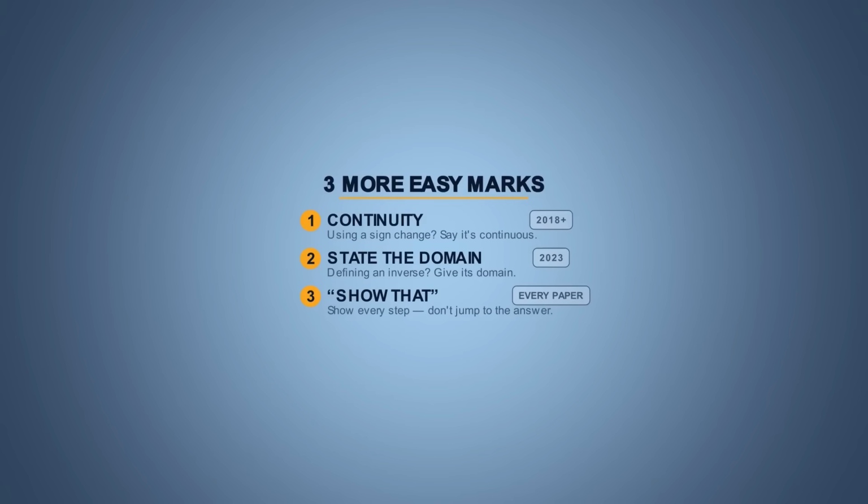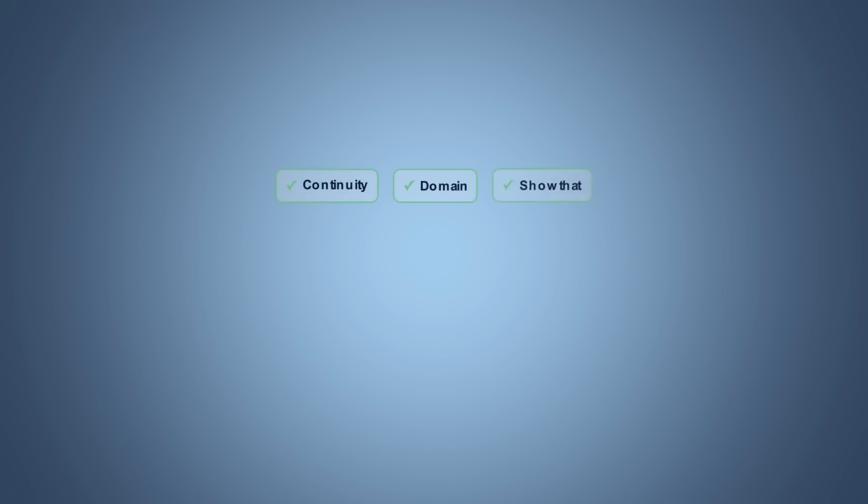Third are show that questions. So don't skip steps, don't jump to the printed answer. Have a clean line of logic that leads to the given result. Okay? Very important. So those 3 things alone, continuity, domain, fully showing your working, especially in show that questions, that's probably 5 or 6 marks per paper that you can be leaving on the table for no reason.